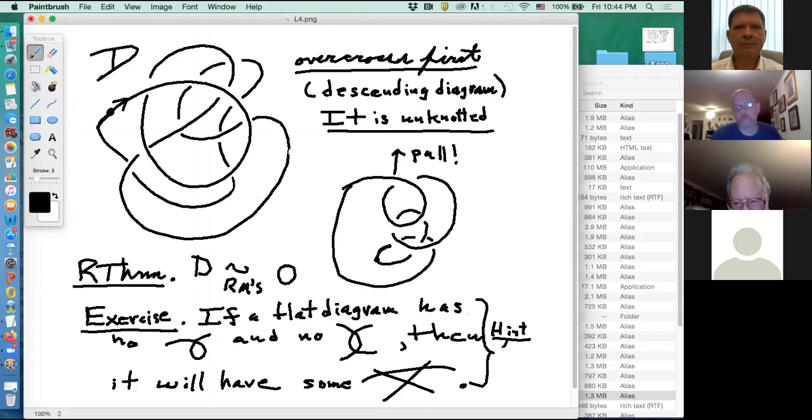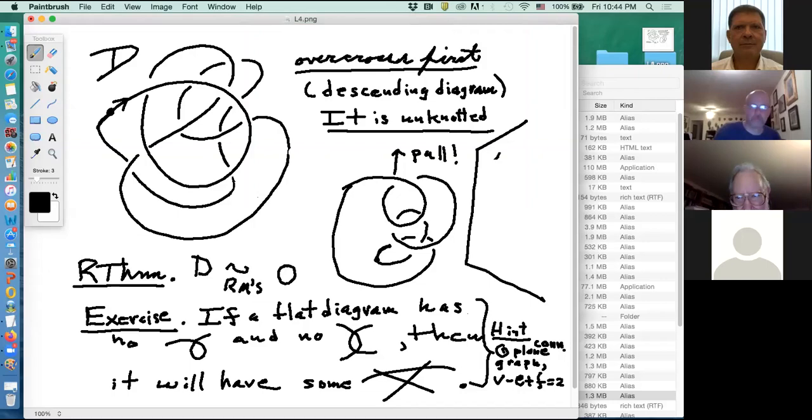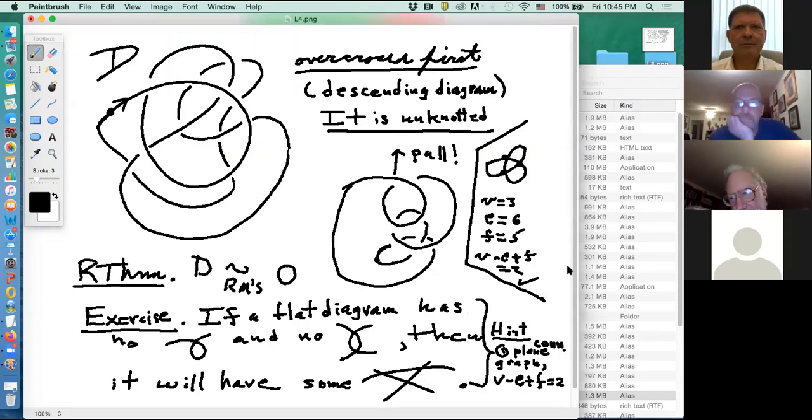If G is a connected plane graph, then vertices minus edges plus faces is equal to 2. Euler's formula, right? Let's remind ourselves about Euler's formula in a small box over here. There's a knot graph, for example, and we have vertices equal to 3, edges equal to 6, and faces equal to 5. And vertices minus edges plus faces is equal to 2, as Euler told us, right? That's Euler's formula for a plane graph in the case of a knot diagram.